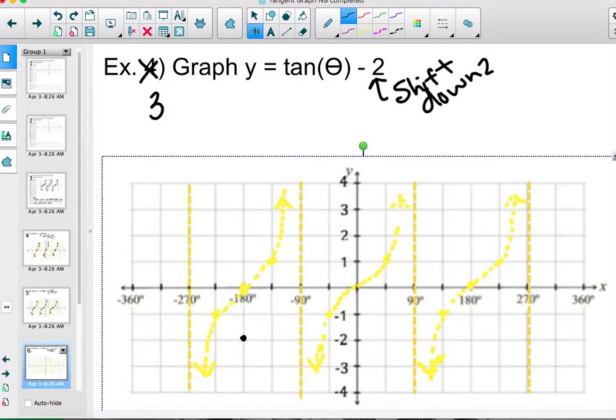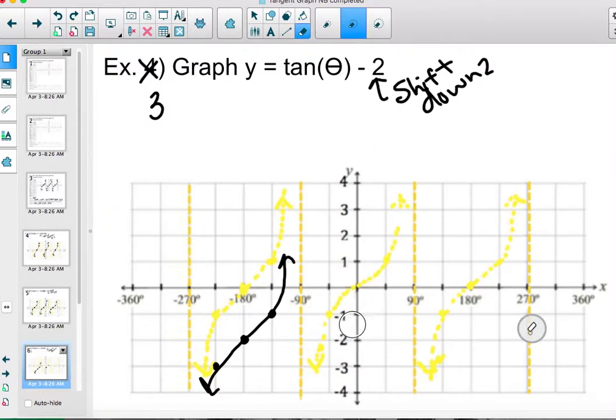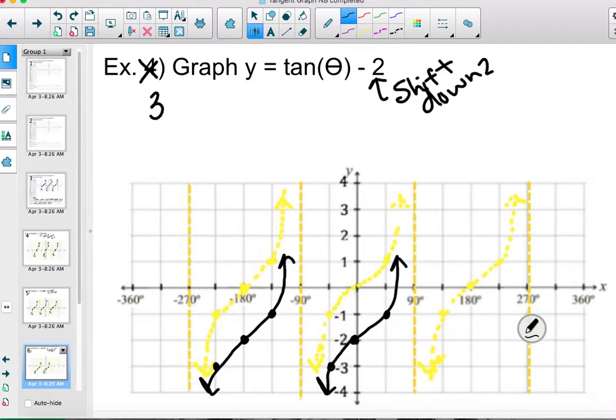So 0 turns into -2, moving down 2 on each spot. So then we're going to curve back up towards those original asymptotes. Oh, I didn't quite go down 2, I went down 1. And the last one. Okay.